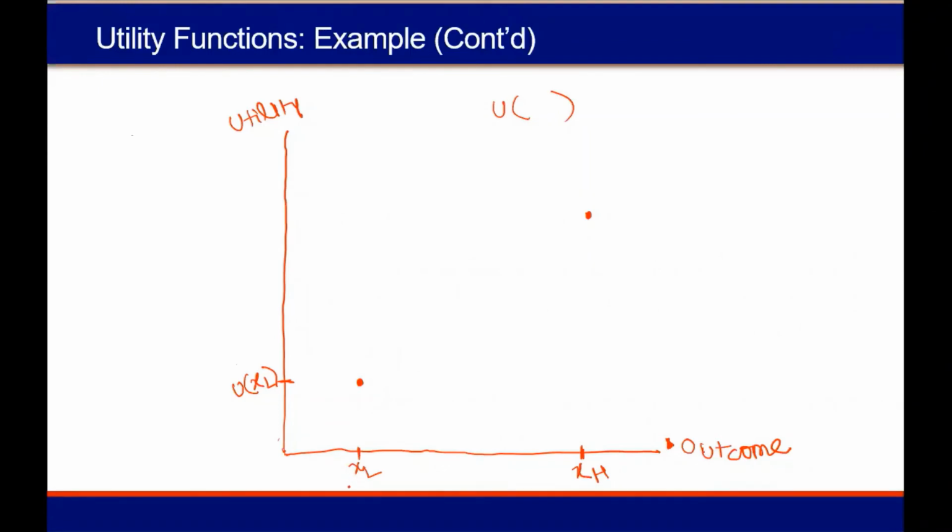the probability of low outcome is P, and the probability of high outcome is 1 minus P. Now, if I ask you about the expected outcome of this lottery, can anyone tell me where should I write this expected outcome of lottery X? Here, here, or in between XL and XH?